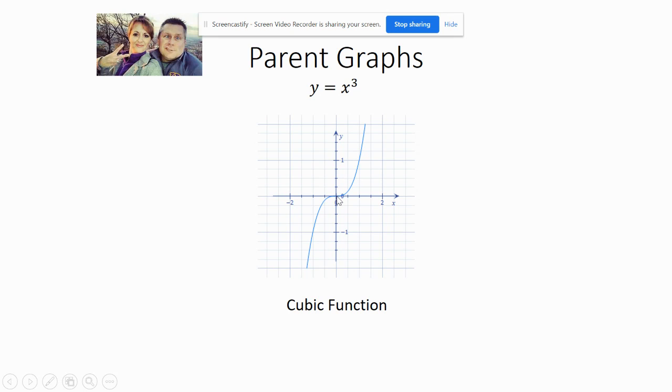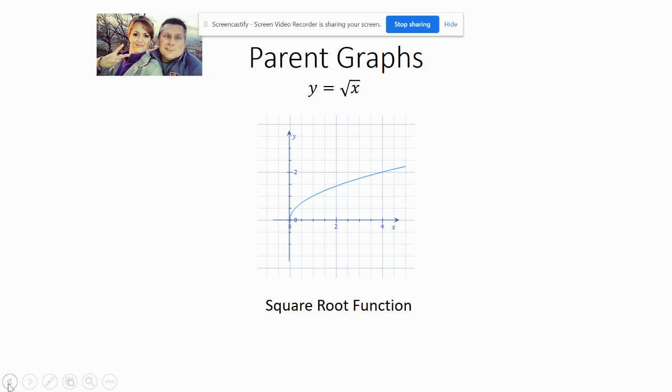And one thing I want to notice is it's kind of flatter here, closer to 0, because if I take 1/2 times 1/2 times 1/2, that's 1/8. But 1/4 times 1/4 times 1/4 is 1/64. So the closer to 0, the flatter it's going to be. For our parent graphs, this is the cubic graph, and then this was the square root graph.